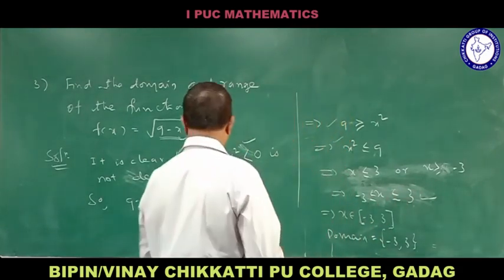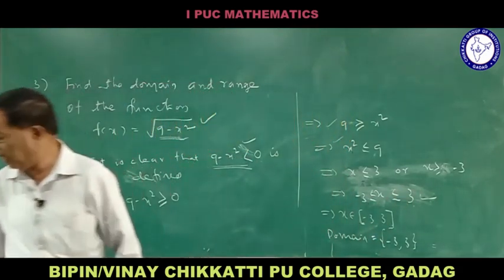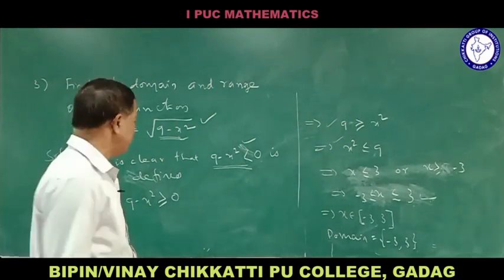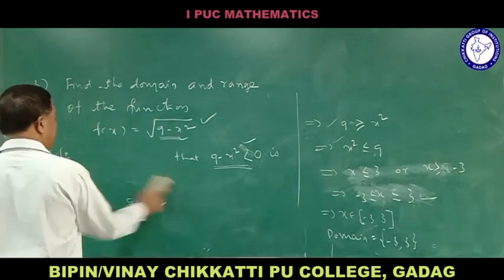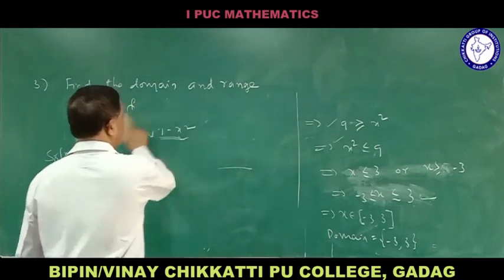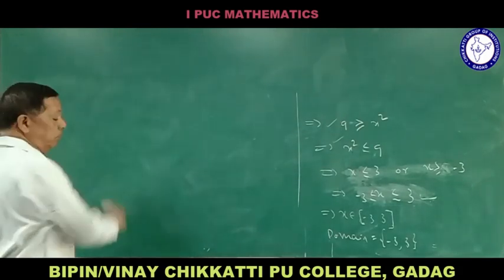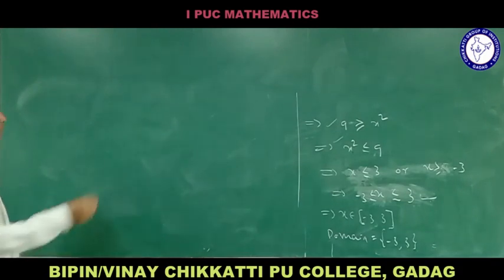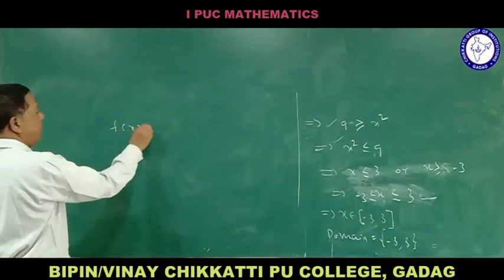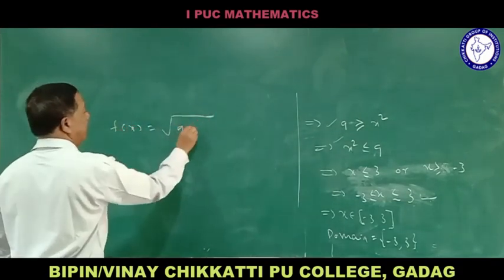Now I am explaining how to find out the range. Range means values of f of x. So here you try to understand that f of x is given here. What is f of x? Square root of 9 minus x square.